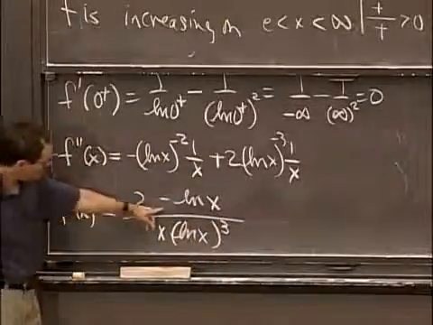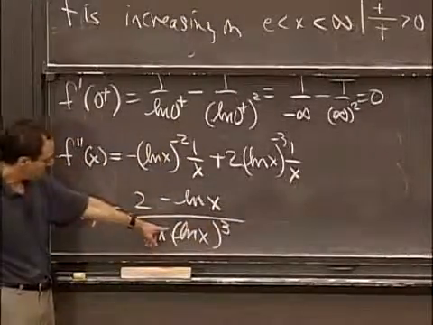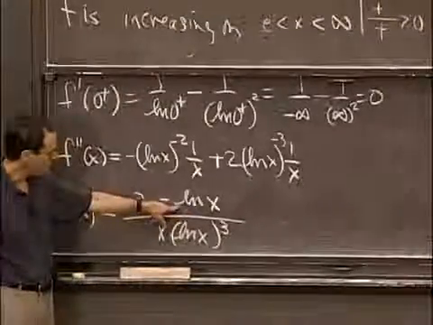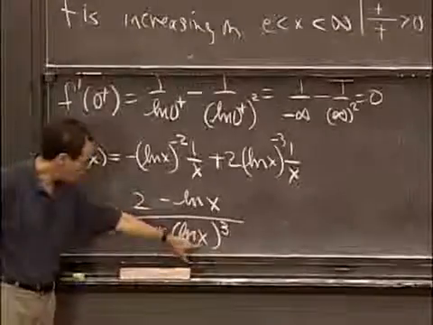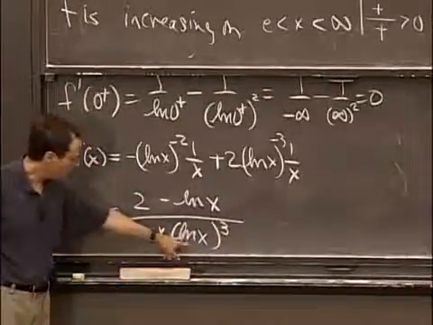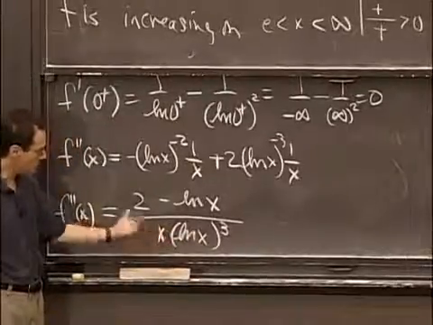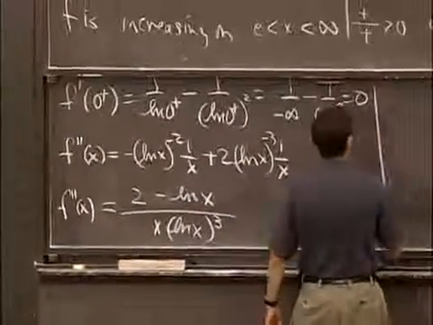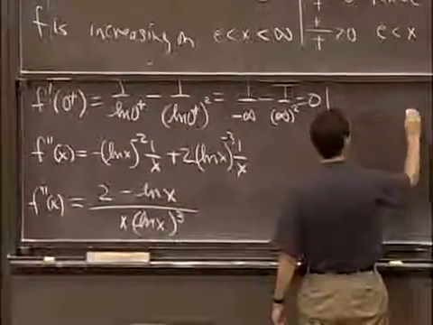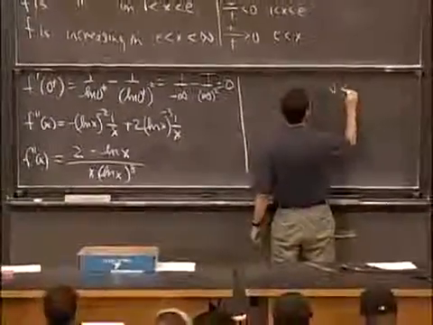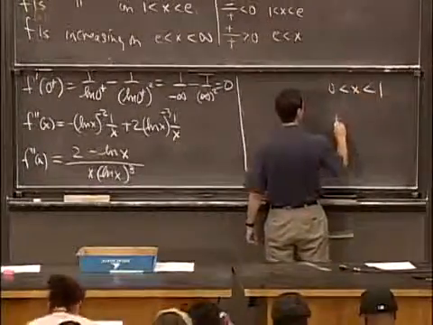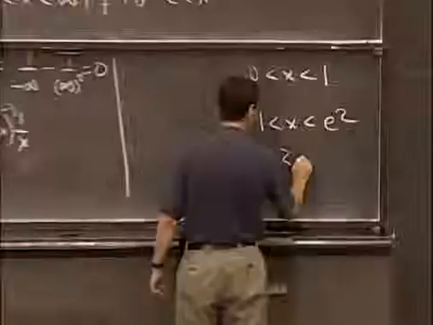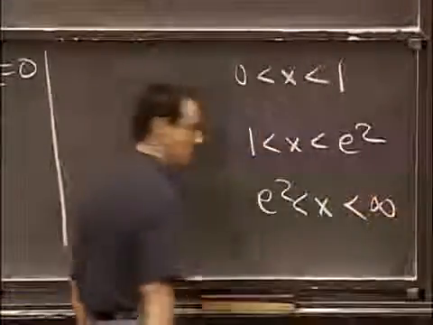Now, to decide the sign, you see there are two places where the sign flips. The numerator crosses when the logarithm is 2. That's going to be when x is e squared. And the denominator flips when x is equal to 1. That's when the log flips from positive to negative. Okay? So we have a couple of ranges here. So first of all, we have the range from 0 to 1. And then we have the range from 1 to e squared. And then we have the range from e squared all the way out to infinity.